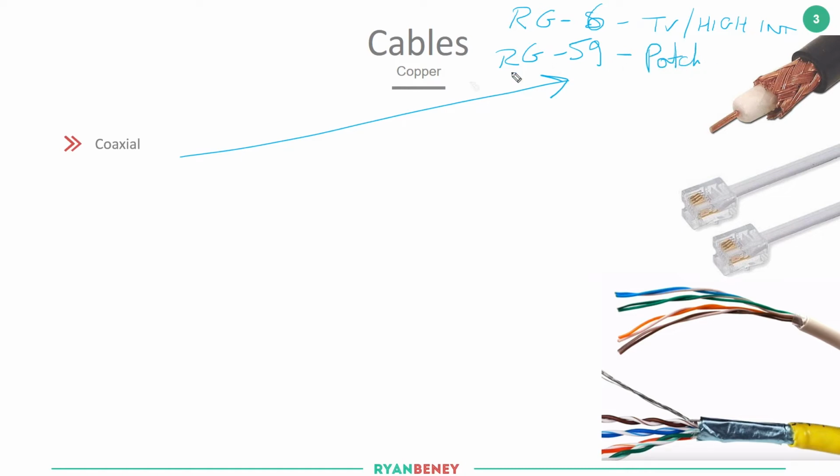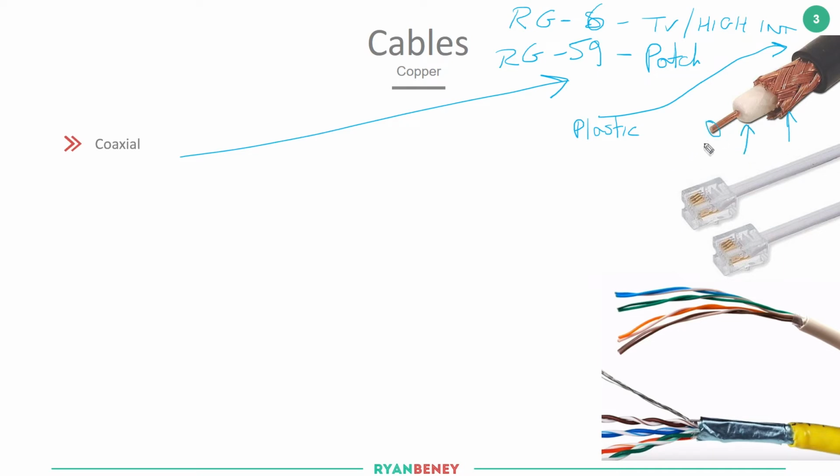Now we can see from the actual picture itself there's a very thick plastic jacket that goes around the outside of the actual cable. Then you have this metal shielding, insulation or insulator, and then the actual copper itself.